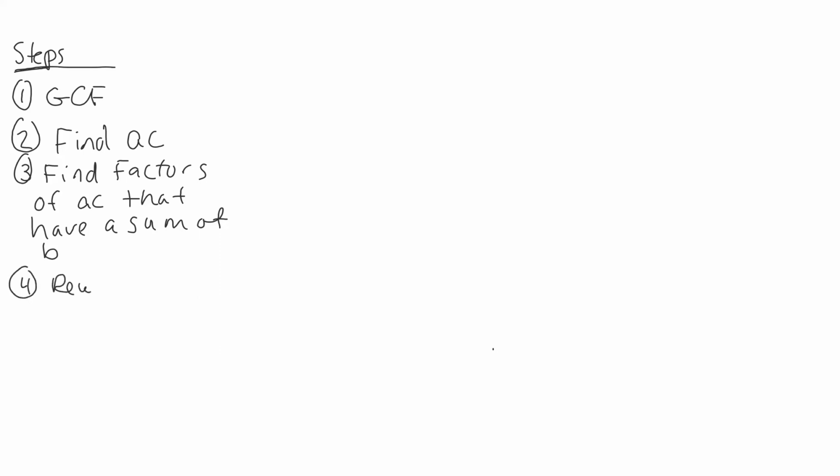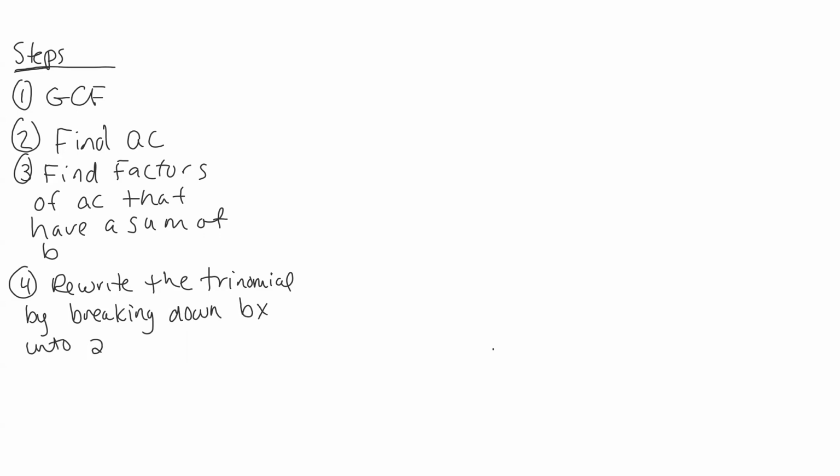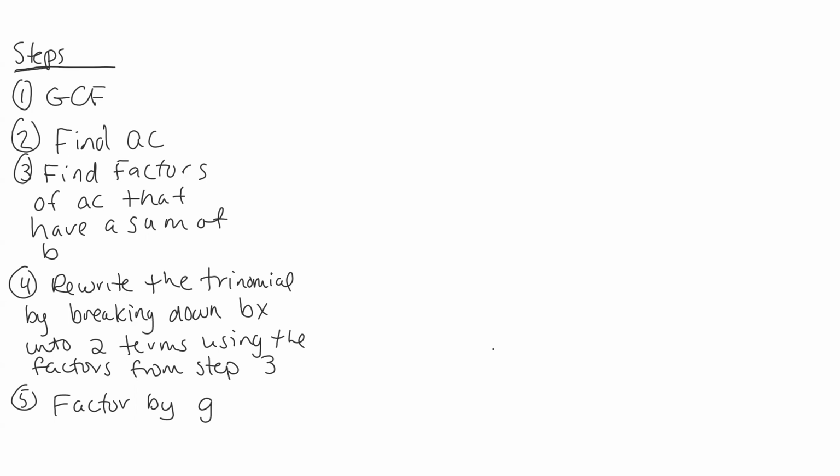the trinomial by breaking down bx into 2 terms using the factors from step 3. So those factors you find of AC that have a sum of b, basically you're going to rewrite that bx term as the sum of 2 terms using those factors in step 3. And then finally, once you do that, you factor by grouping.